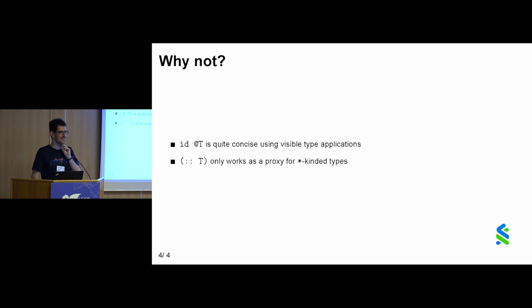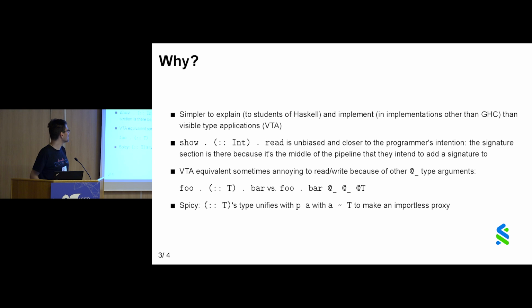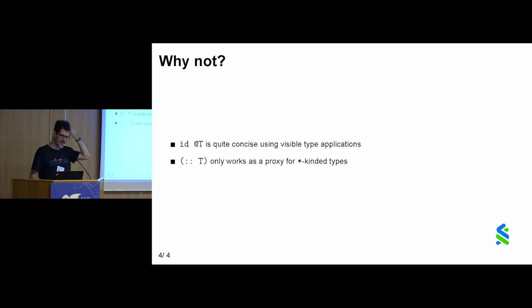Why not? Well, because id at t on its own is quite concise. Even though I have arguments saying that it's nicer in some situations than visible type applications in general, of course you can always just restrict yourself to using identity at t, and then you can use that in the same way in the middle of pipelines. And the other one is that if you use it as a proxy, it only works for star. Yeah, and that's basically it. And there's an implementation, so I can try to make a merge request for it, but only if someone thinks it's a good idea. So that's it.